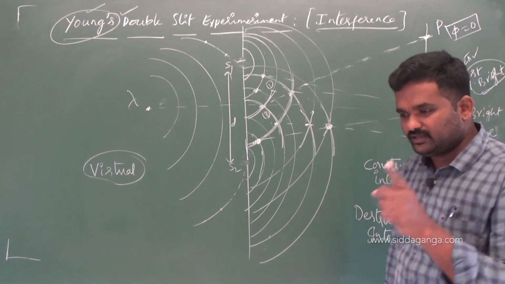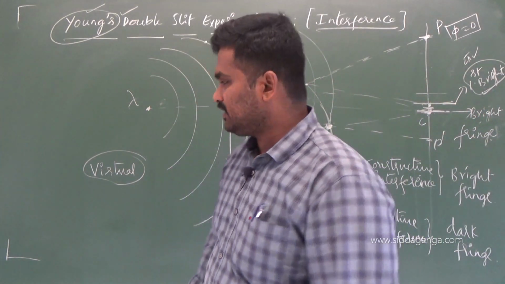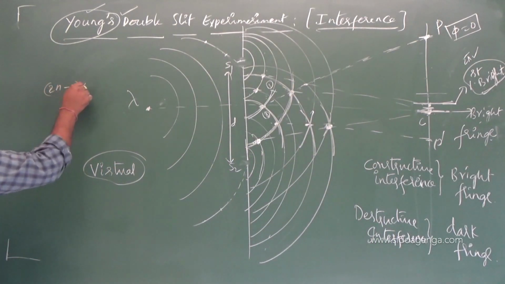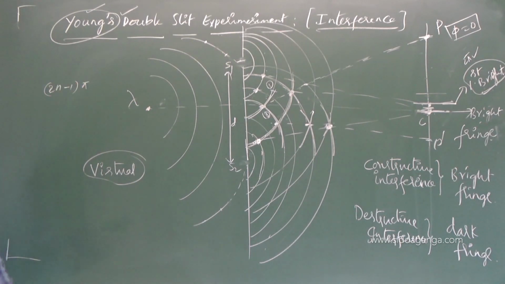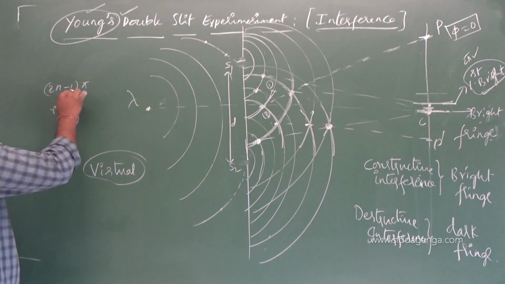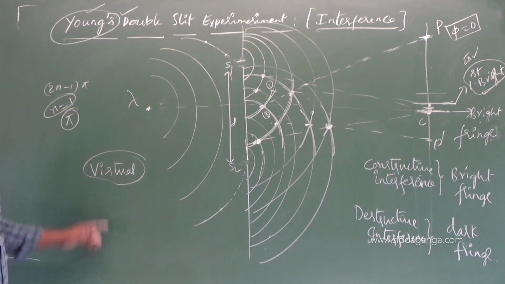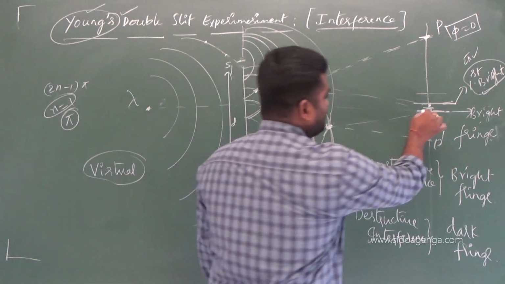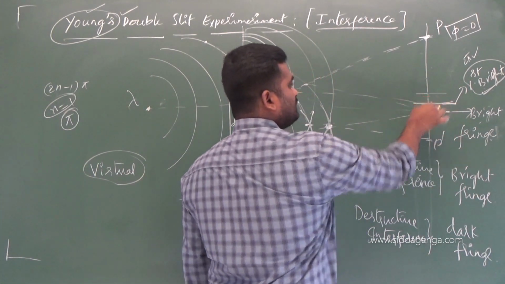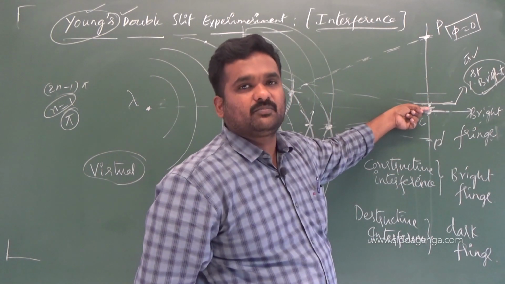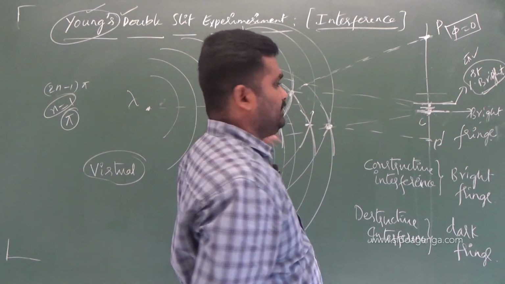The first dark fringe is going to be obtained at what phase difference? What should be the value of phase difference for destructive interference? (2n minus 1) into π, as I told. The n values start from 1. If n equals 1, 2 minus 1 is π. So for the first dark fringe, n equals 1, and the phase difference is π. Whichever fringe is formed between the first bright and the central bright will be the first dark fringe, with a phase difference of π.